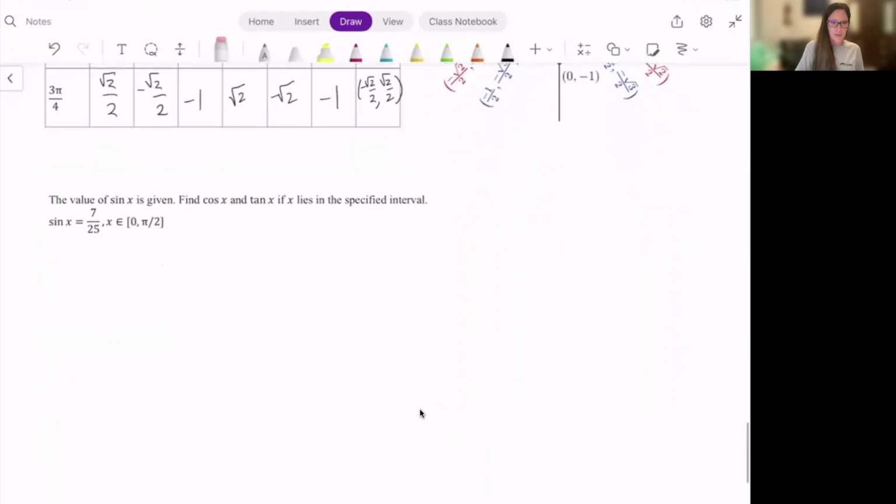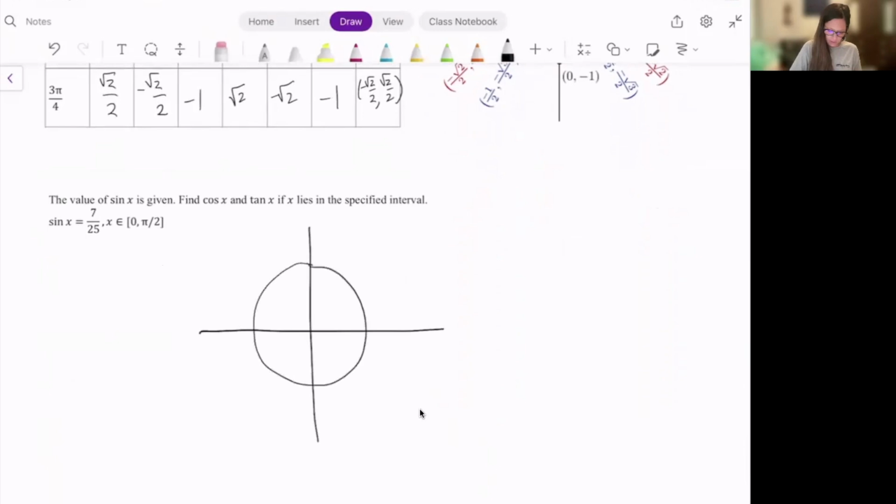We have sine of x equal to 7 over 25 within a certain interval, and that interval is from 0 to pi over 2, which means I'm in the first quadrant. So I have my circle, and remember that this is 0, this is pi over 2, so I'm talking about in this quadrant here. On my circle, which doesn't say it's a unit circle, it says that the sine of x is 7 over 25. So 7 is the numerator, which is the opposite. 25 is the denominator, which is the hypotenuse. And I need to find this side length.